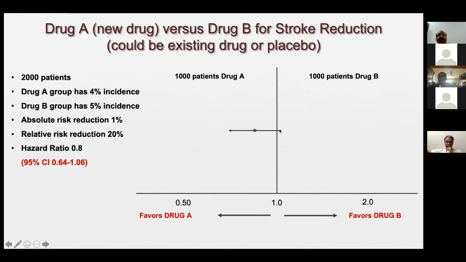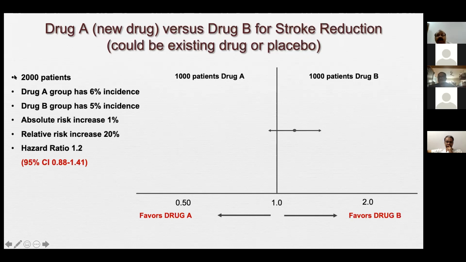And the upper bound now touches or even exceeds the line of no difference. That is when the trial results become non-significant, because now the p-value will be more than 0.05. So you call them non-significant. And the same thing happens if the drug is less effective as compared to drug B. It's on the other side.